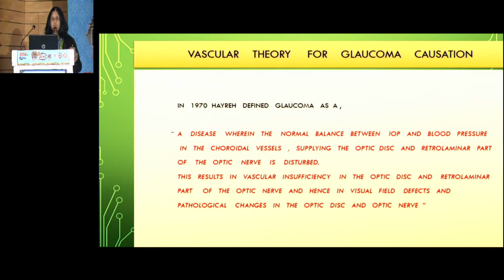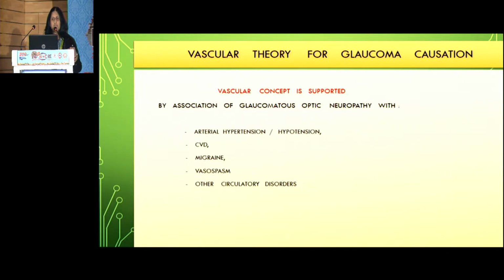This results in a vascular insufficiency, hence in visual field defects and pathological changes in the optic disc and optic nerve. So the vascular concept is supported by association of the glaucomatous optic neuropathy with arterial hypertension, hypotension, cardiovascular disease, migraine, vasospasm, and other circulatory disorders.